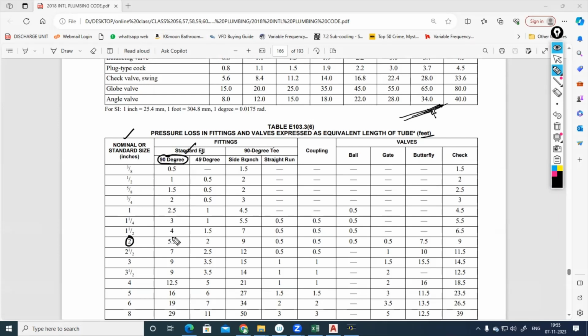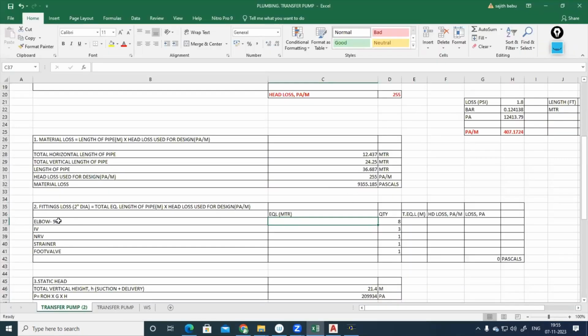90-degree standard elbow is equal to 5.5 feet of straight pipe. One elbow is equal to 5.5, means loss that is happening in a 2-inch dia, 90-degree elbow is equal to 5.5 feet of straight pipe. Okay, that one you can take. Equivalent length for elbow 90-degree, how much it is? 5.5 feet, but I need that in meter. Feet divided by 3.28, you can convert that in meter. So one elbow is equal to 1.67 meter of pipeline.